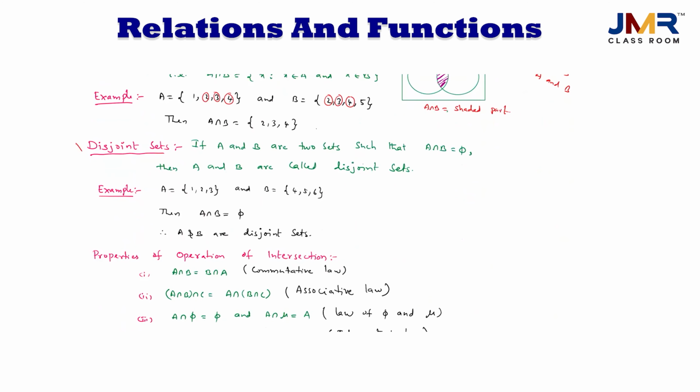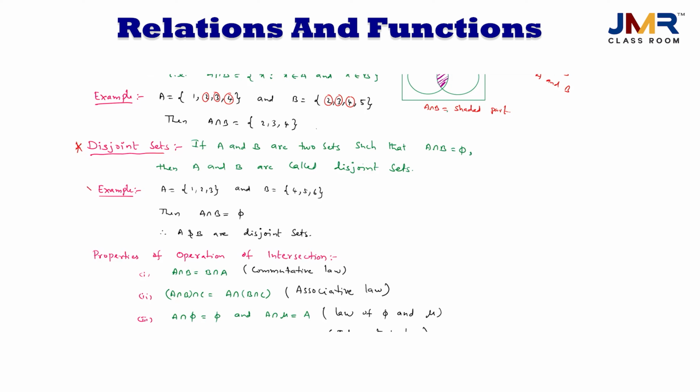Now, disjoint sets. What are called disjoint sets? Two sets A and B are said to be disjoint if there is no common element between those two sets. That is, if A intersection B equals phi, then the sets A and B are called disjoint sets. If there is no common element in the given two sets, then those sets are called disjoint sets. These definitions we use again in the chapter probability. Okay, remember all these definitions. There again I will ask.